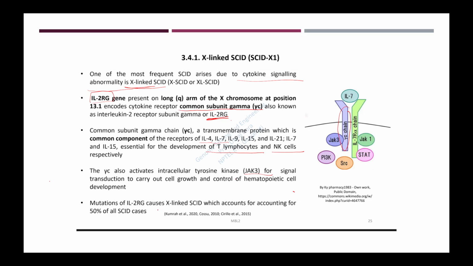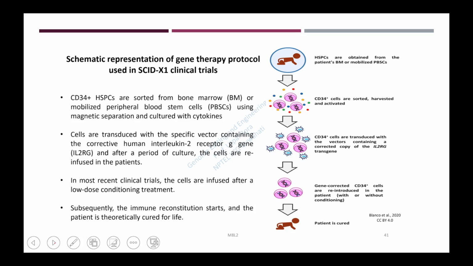So mutation in this gene causes X-linked SCID, which accounts for 50% of all the SCID cases. It accounts for 50% of the severely combined immunodeficiency, X-linked SCID.